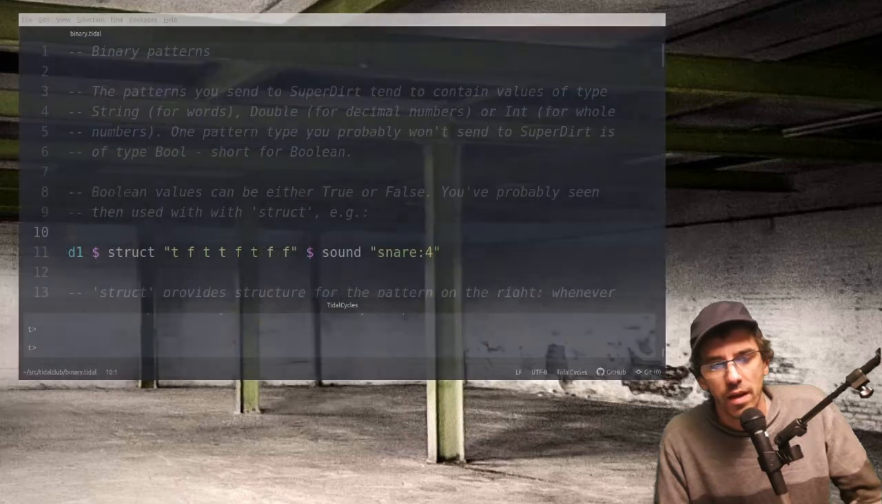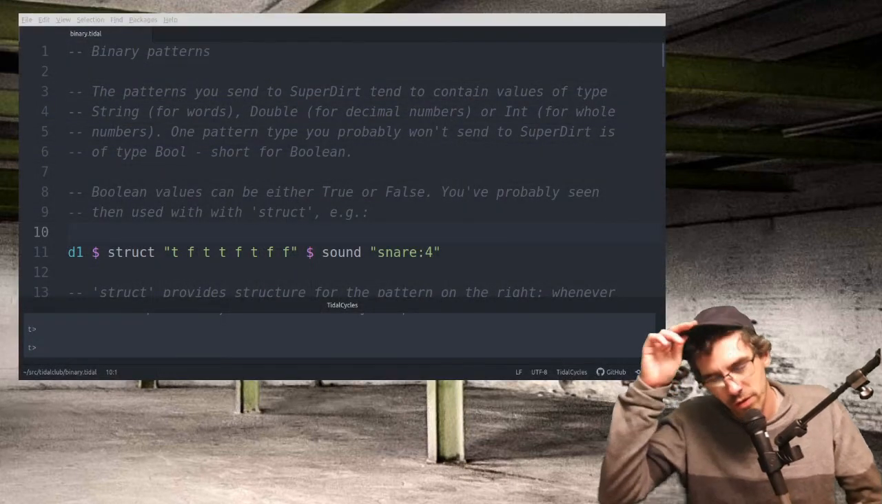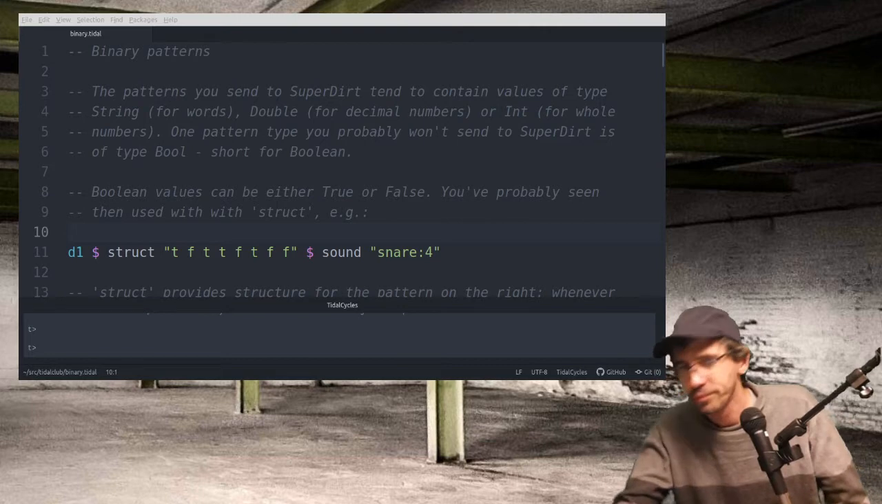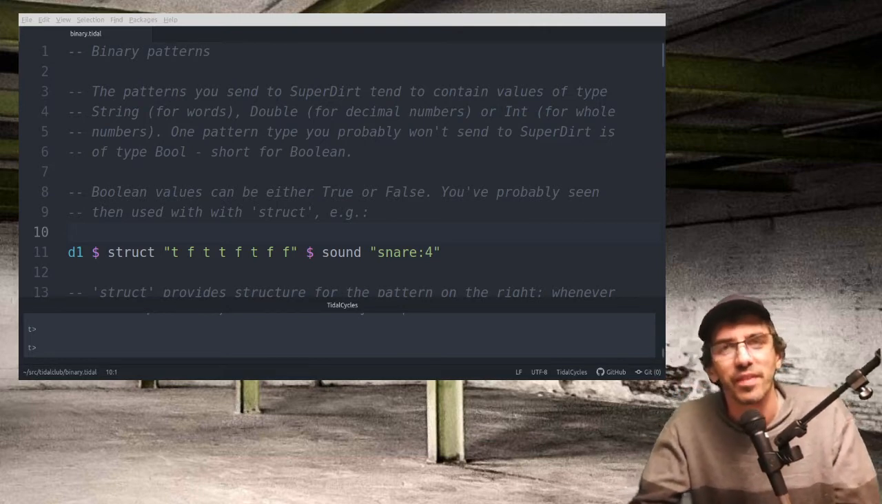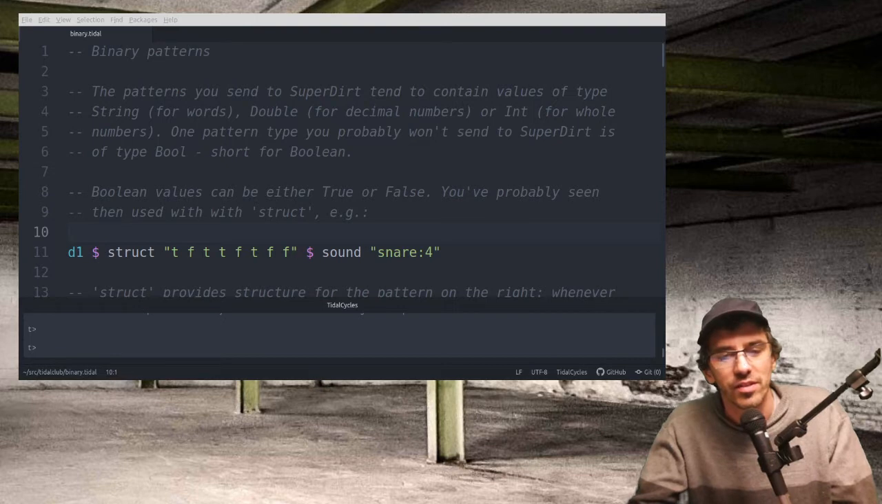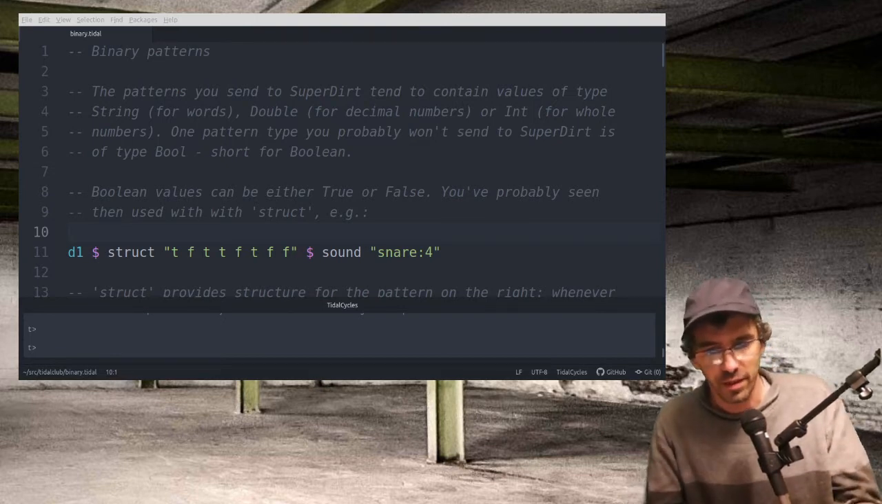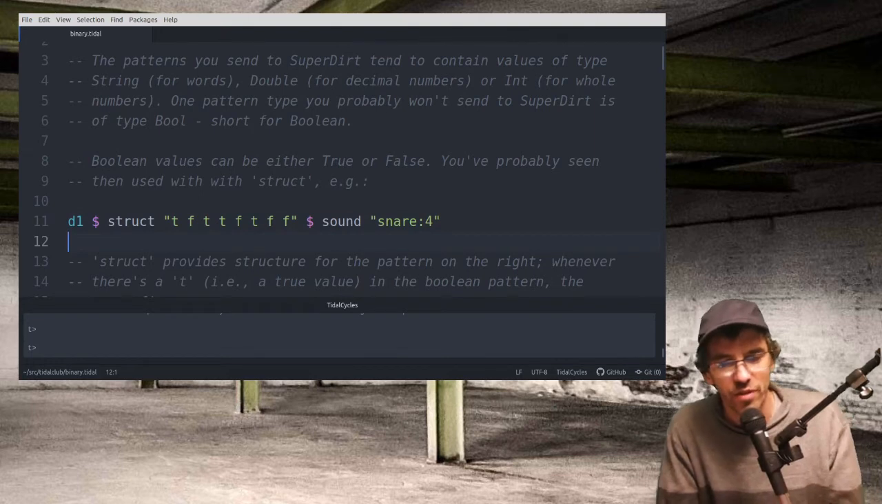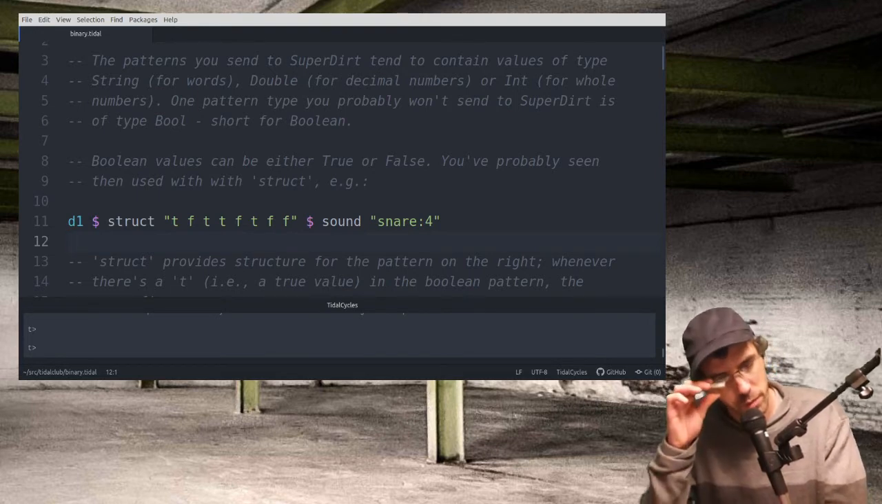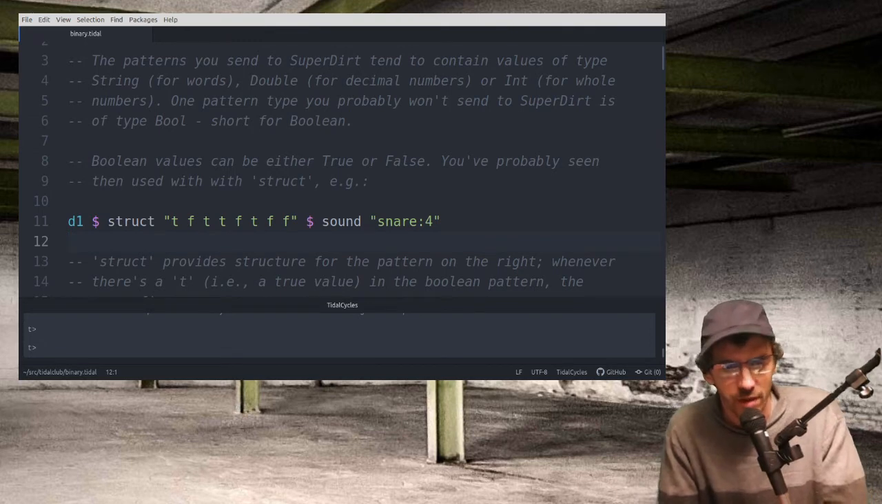So let's have a look at these with focus on two functions that use binary patterns, sew and stitch. Not in that order, but let's have a look anyway. So let's start with a simple example, one that's just using struct. So here is a pattern of just a single snare sound a cycle, but I'm restructuring that with the struct function, which stands for structure.